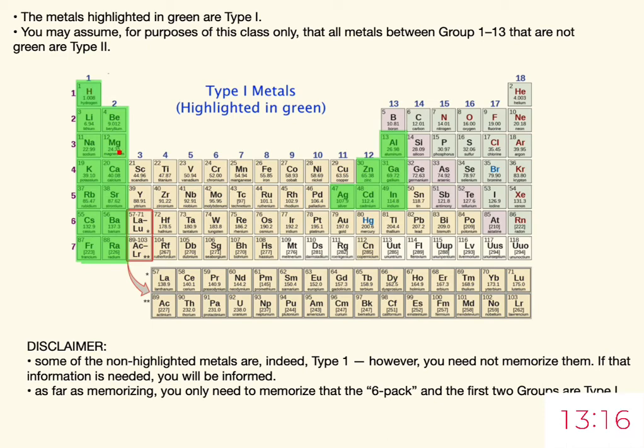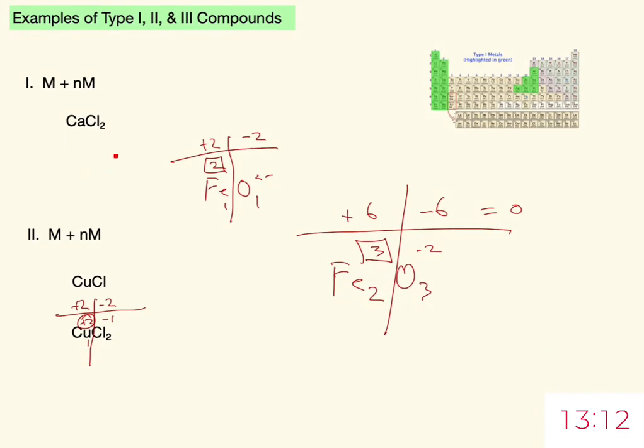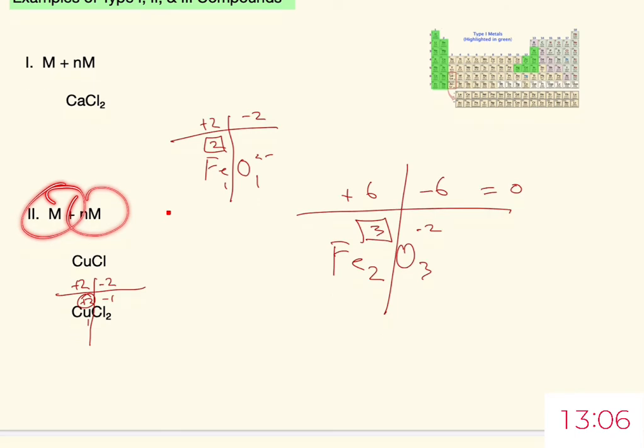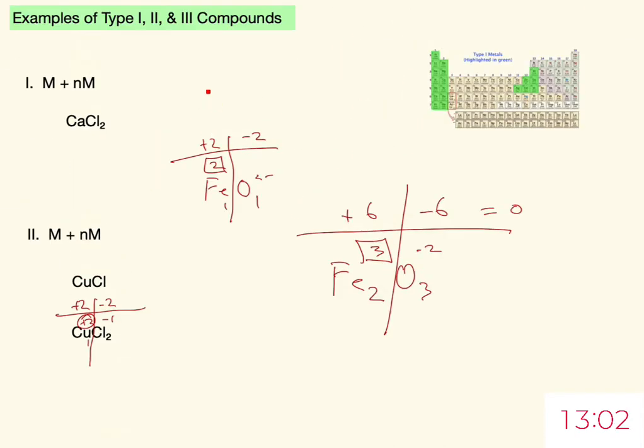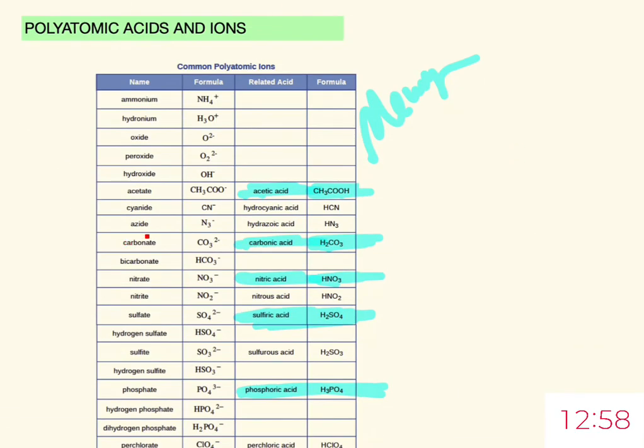But make sure what's in green, you got that memorized. Okay, there's some more examples. Remember, there are 3 types of compounds: metal and non-metal where the metal's type 1, metal and non-metal where the metal's type 2, and 2 non-metals. And each of those has a different nuance to naming them.